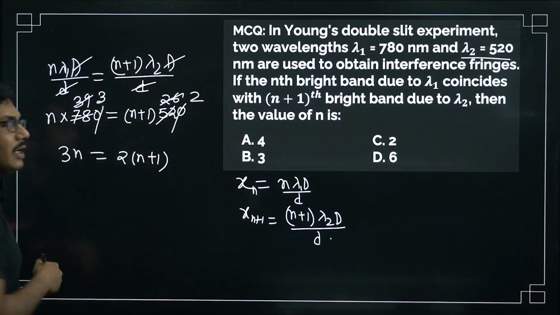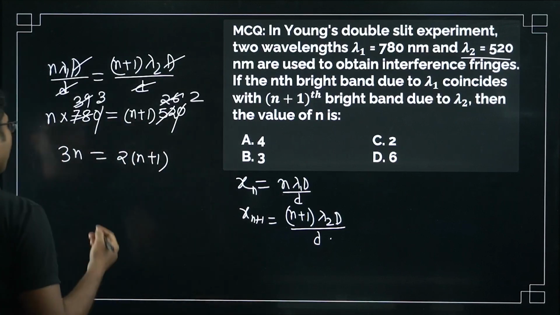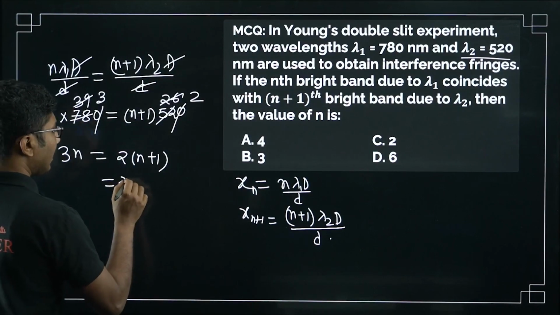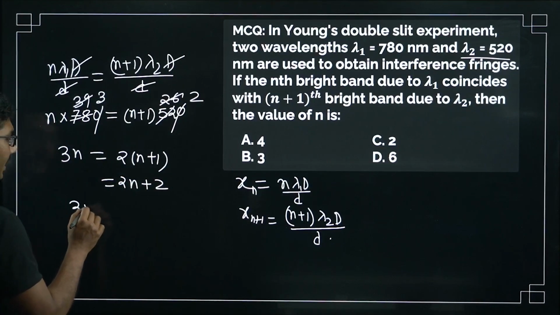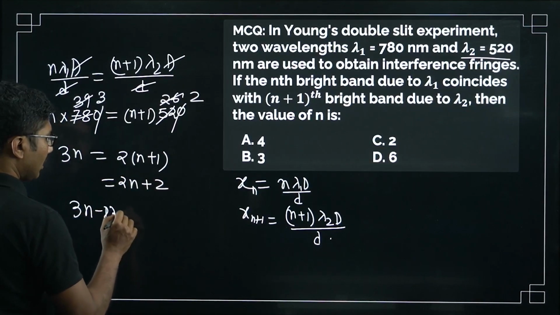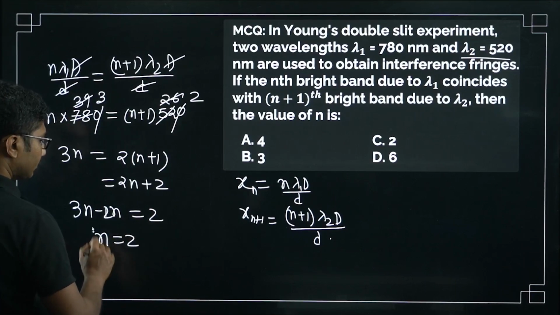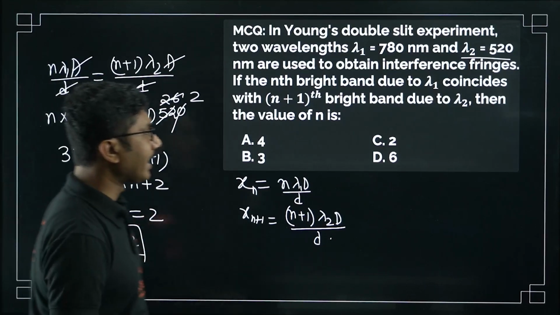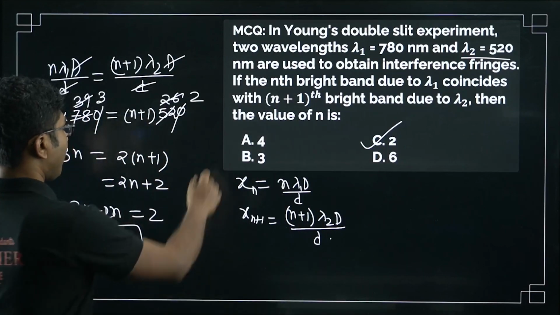Just be patient. If you see this kind of questions, be patient, follow the step by step method, and you will eventually get the solution. So what is the answer? 3n minus 2n equals 2, or n equals 2. So the value of n is equal to 2. So option C is correct.